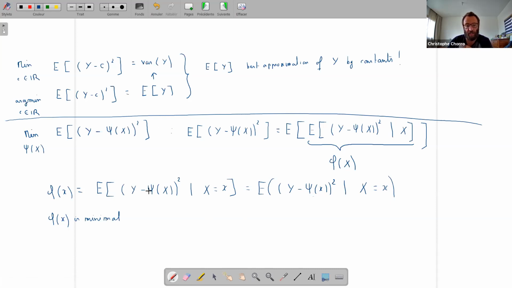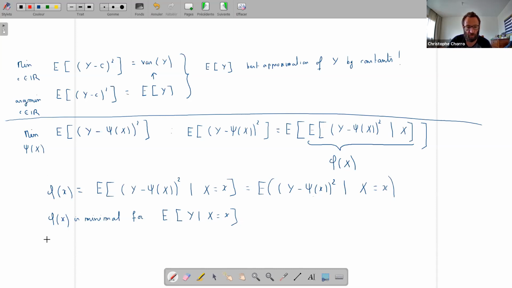And by analogy with this case, phi of x is minimal for what? Not the expectation, but just the conditional expectation of Y given capital X is equal to small x. So I use the analogy of this term here, where I have the approximation of Y by a constant. So it is given capital X is equal to small x. If I do the analogy with what I have obtained here, minimal for this term, it means that I can have an interesting, intuitive interpretation of the conditional expectation.